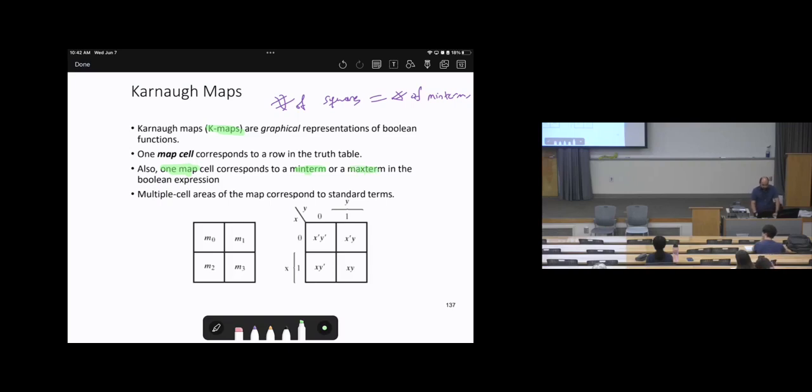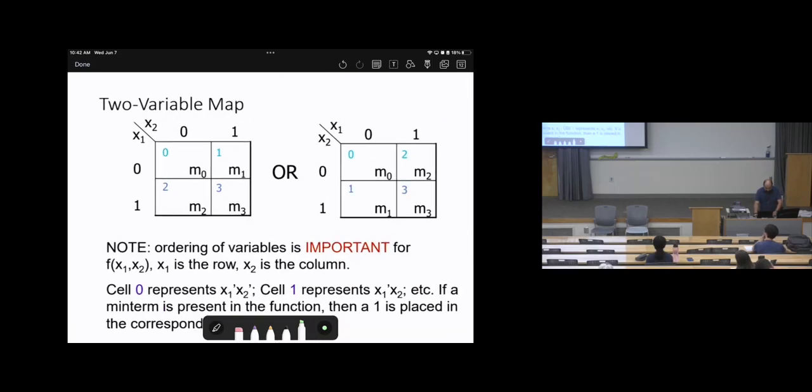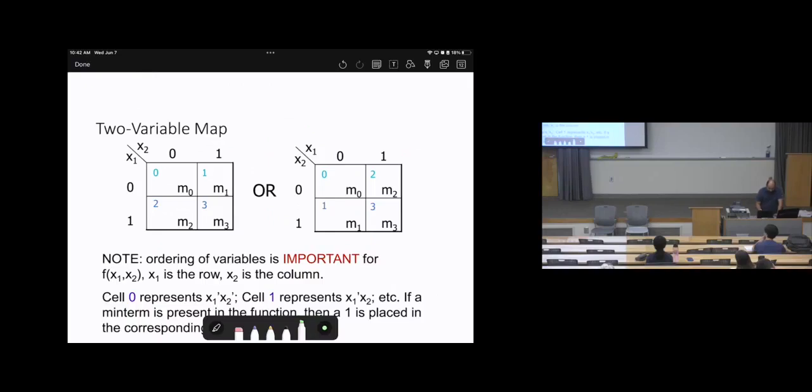How do we do the cells? There are two representations of doing it. Let's talk about two variable maps. We can put x1 here, x2 here. We make this 0, this 1, this 0, this 1. Then here m0, m1, m2, m3, starting row by row. There is another way to represent this. Flip it, put x2 here, x1 here. Then we will number it column by column: 0, 1, 2, 3.